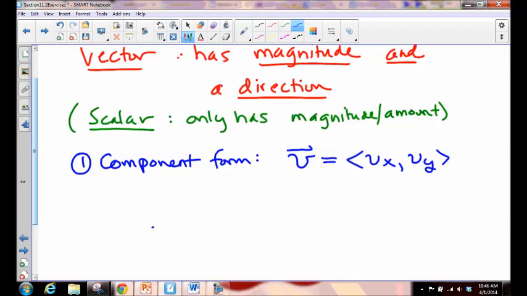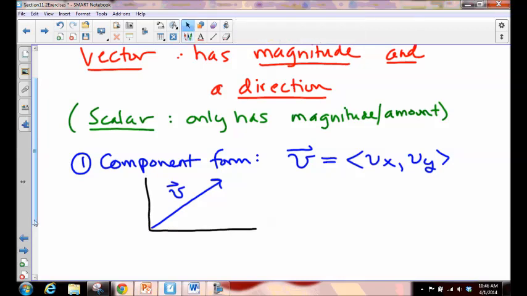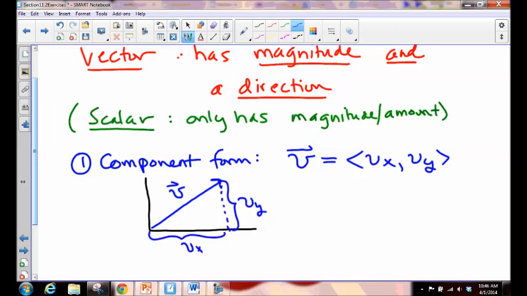And if I were to draw this vector, so here's my vector v, and let's say that it will be on some coordinate system, then I drop down a line this way, and this is going to be my y component, and this is going to be my x component.